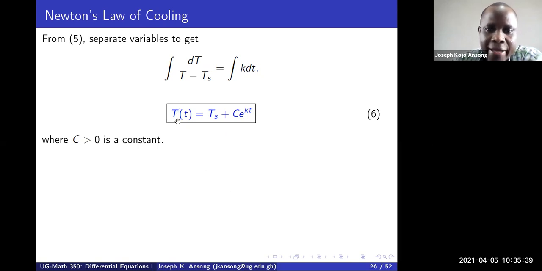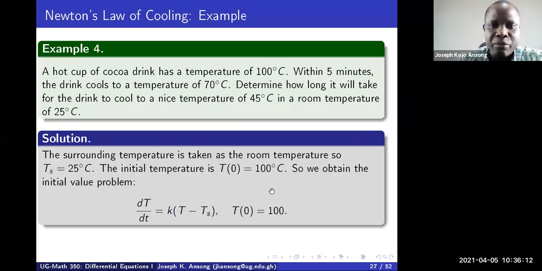To apply it, in other words, to find the temperature at each time t, often you are given the temperature of the surrounding, and then you need to find C using the initial condition, and then you need to find k. To get k, often you are given two conditions: the temperature at a certain time. Apart from the initial condition, you can use that to find k. Once you know k and C, you can apply the model to the problem.